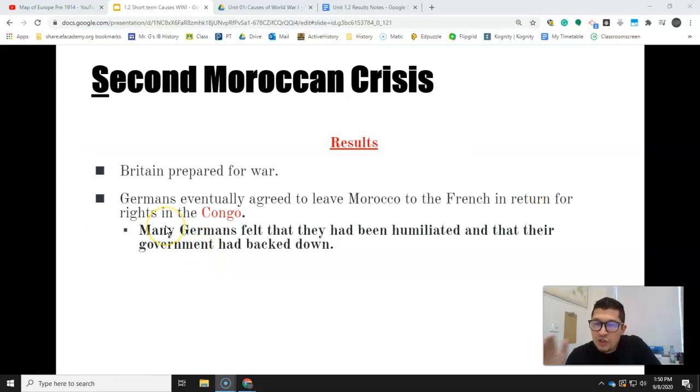All right. As soon as Germany started to send its boats over to Morocco, Britain does the exact same thing. All right. And when it comes to boats, no one's got better boats than the British. If you remember from Unit 1.1, the long-term causes, what's the name of that boat that the British kind of unveiled in 1906? It was the biggest boat in the water. It's called the Dreadnought. All right. So Britain is once again going to flex, and Germany is once again going to have to back down.